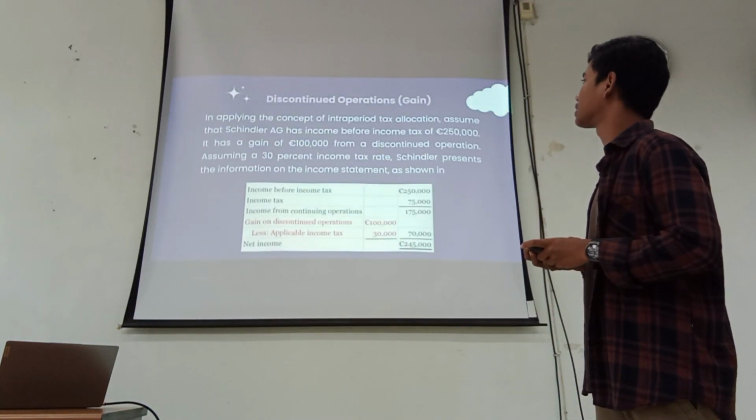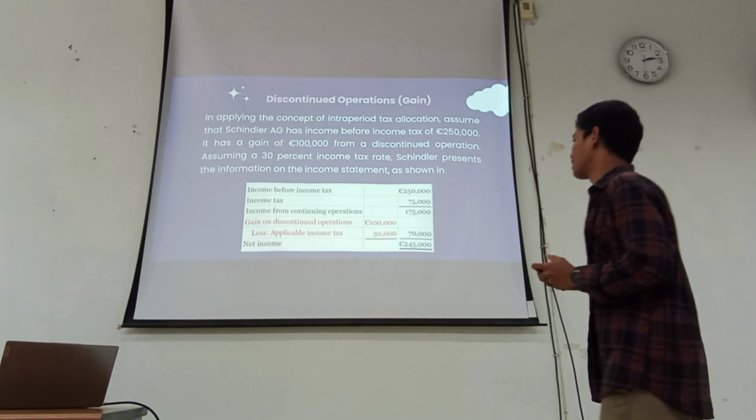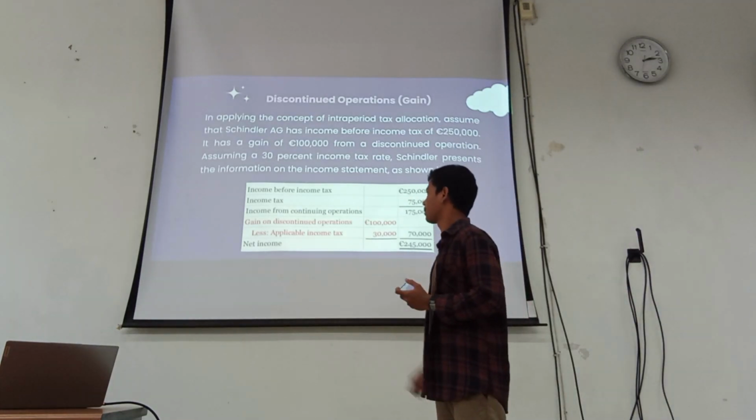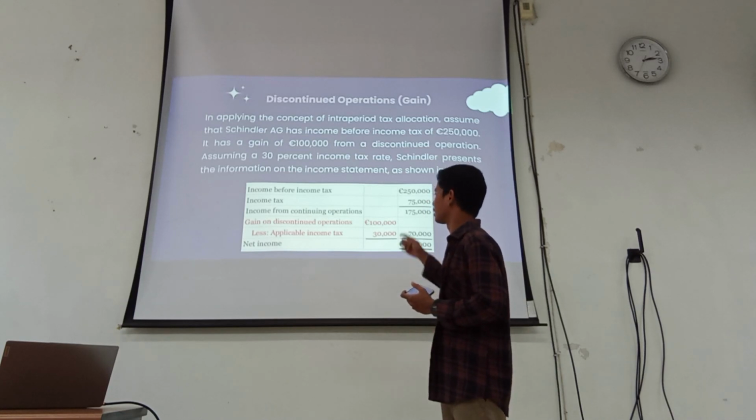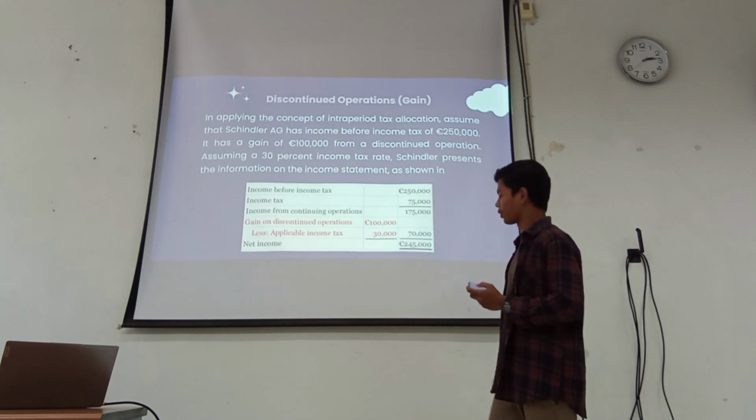And next is discontinued operation if it is a gain. So there will be less applicable income tax. And the net income would be 245,000 euro.